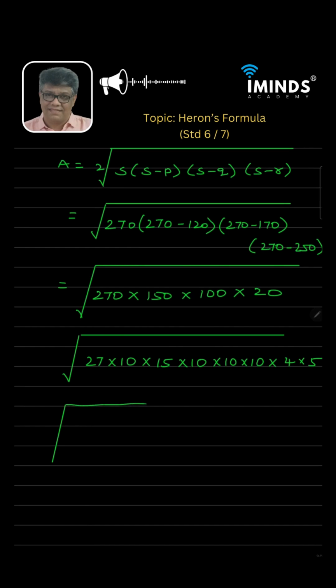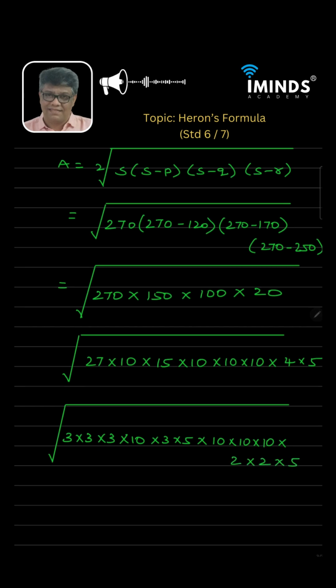So what happens? 27 I'll write down as 3 into 3 into 3. This is 27. And now this 10 will come down as it is. So into 10. 15 will be 3 into 5. And the next, there are how many tens? There are 1, 2, 3 tens. So I will bring them down as it is. 10 into 10 into 10 into, here I have 4 into 5. So this I will write down as 2 into 2 into 5.